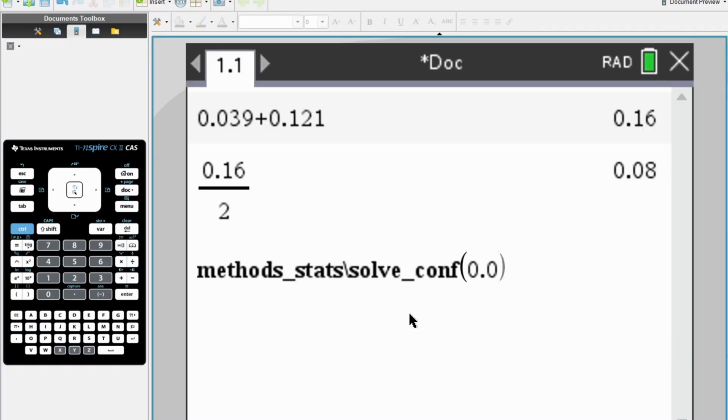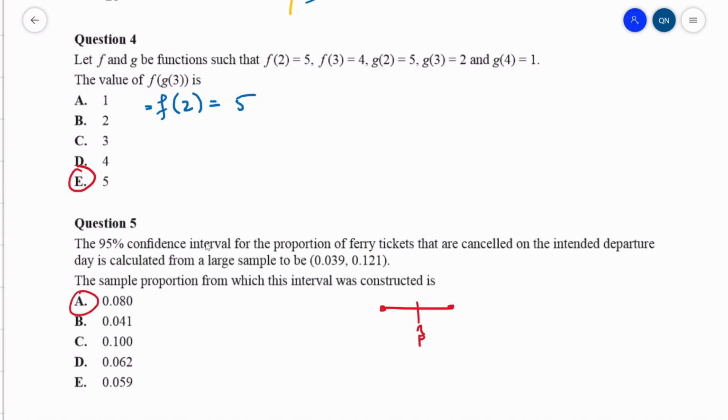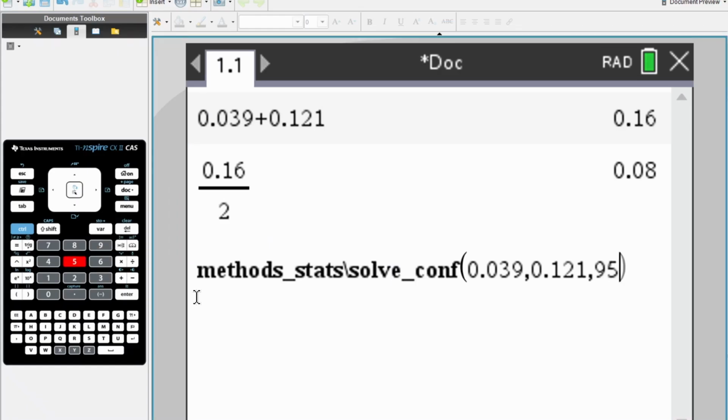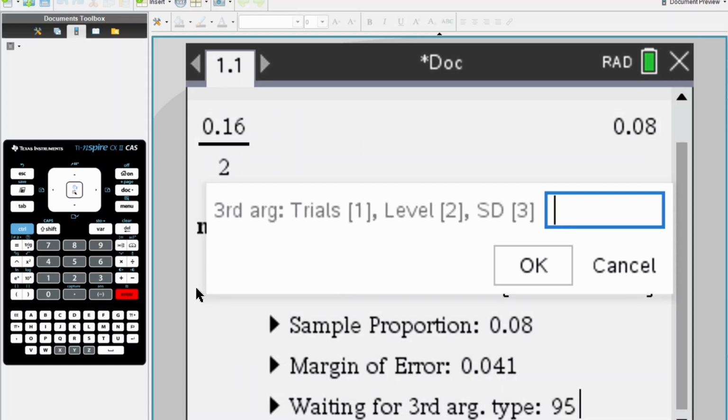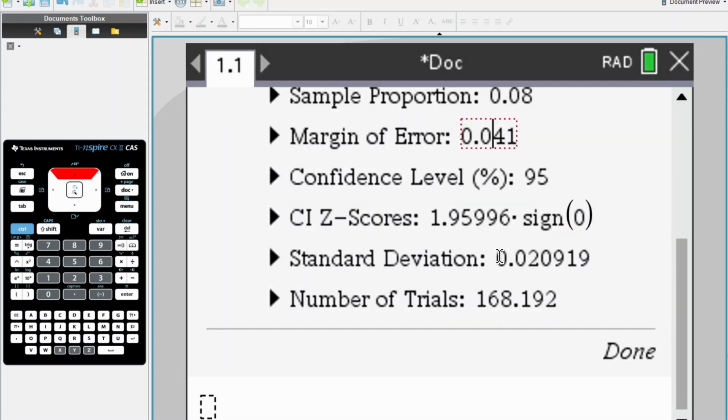You put in the endpoints, 0.121, and then you put in something that your question has, for example, that 95% confidence level there. And what is that third argument? Well, it was the confidence level, so we select 2, because the CAS needs to know what that 95 is. So it's the confidence level, and then it gives you all sorts of things over here.